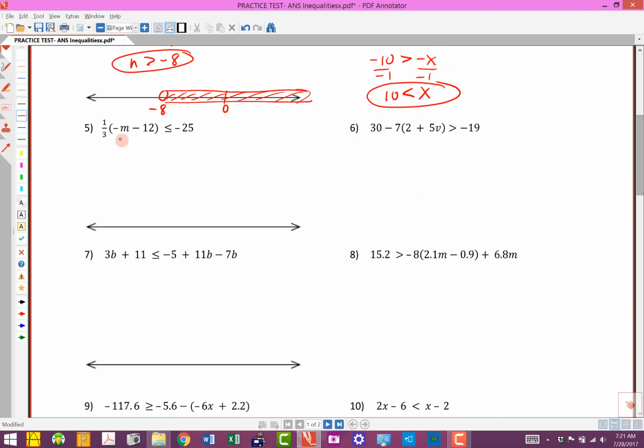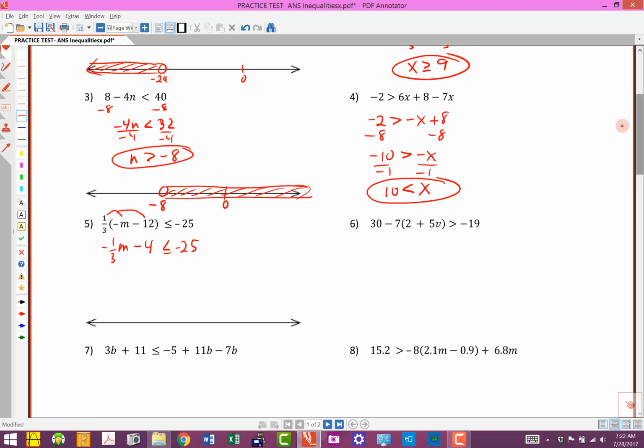Next one, we've got some distributing to do, so let's be careful with this. Make sure we get both of those. So this is negative 1/3 m, and then 1/3 of negative 12 would be negative 4. Doesn't change the direction of the inequality because we're just simplifying here. We're just distributing, just like collecting like terms on that last one didn't change it. Nothing's going to change here.